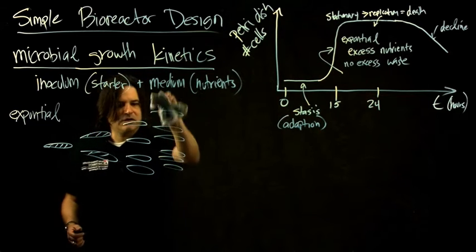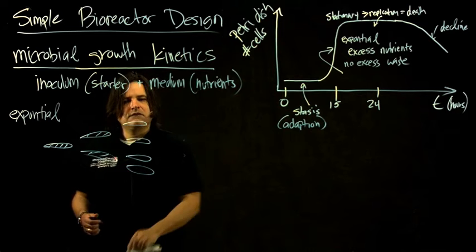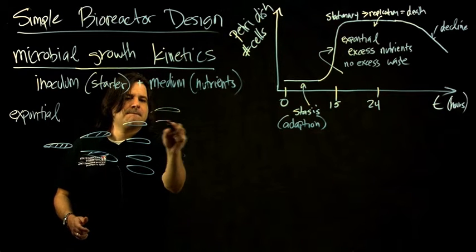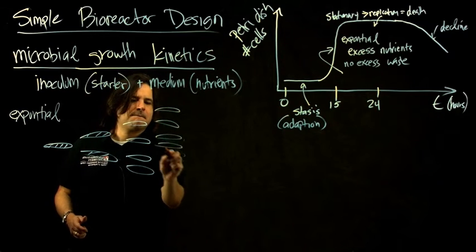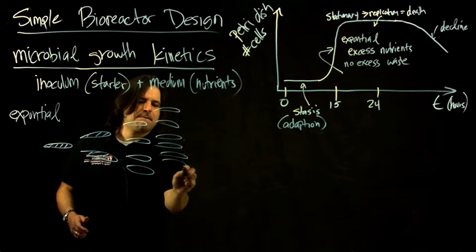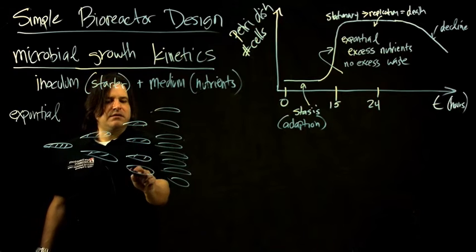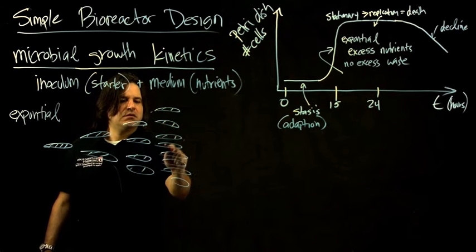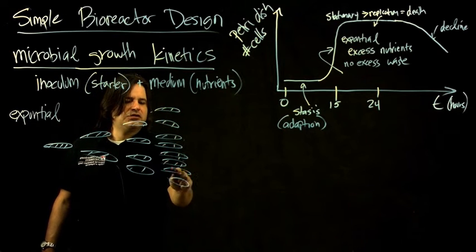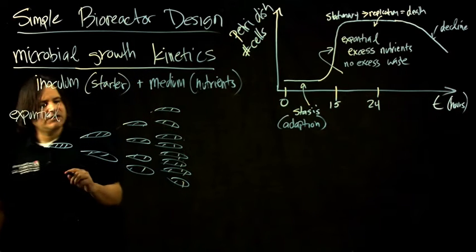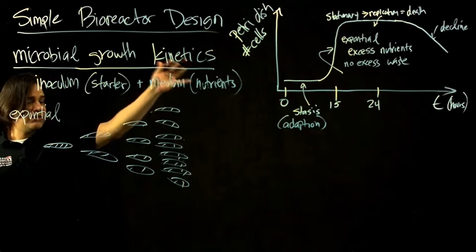Try to space it out. It's harder than I thought. So these all split, and each one makes two. And then each two makes four. So that's what we mean by exponential. That's how it looks on the graph.